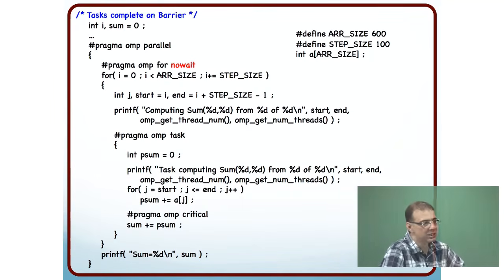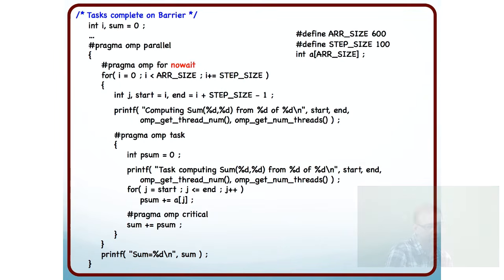Now, when do these tasks complete? How do I know that all these tasks are done? I've launched all these tasks. Suppose I want to do something at the end once all the work is over. I want to, let's say, print how many matrices I inverted, or maybe the sum of the elements that were added. So how do I know that the tasks have completed?